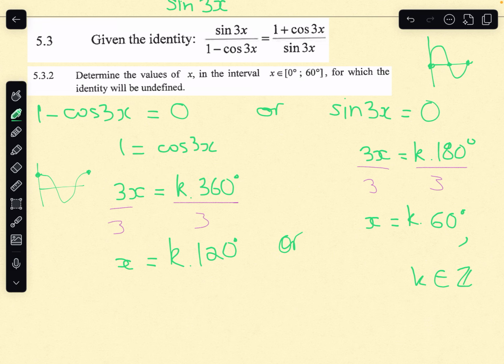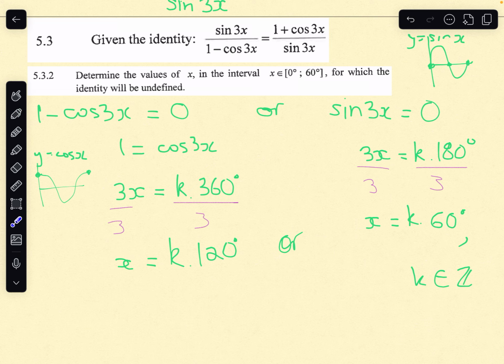And maybe some of you are wondering, for these two little graphs that I drew, why did I draw the graph of y is equal to cos x and y is equal to sine x instead of the graphs of y is equal to cos 3x and y is equal to sine 3x? It's up to you how you want to interpret it, right?